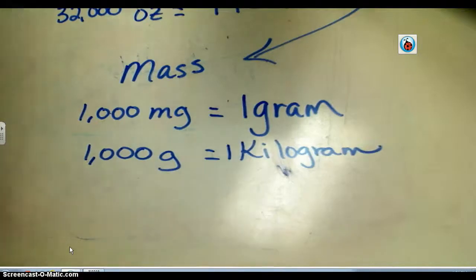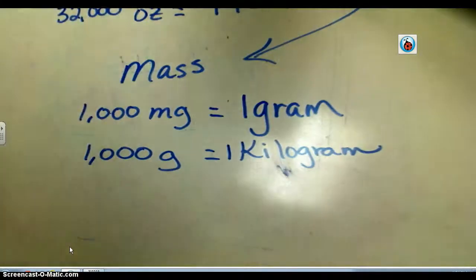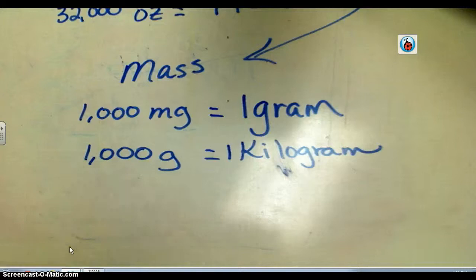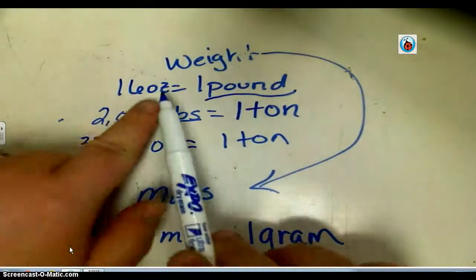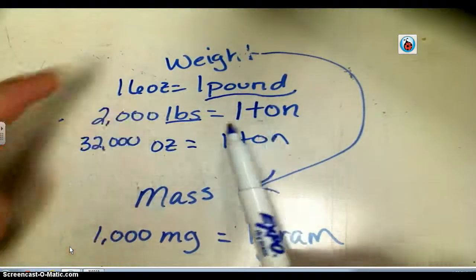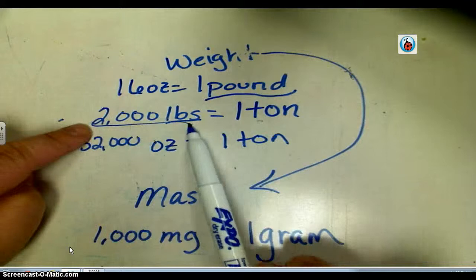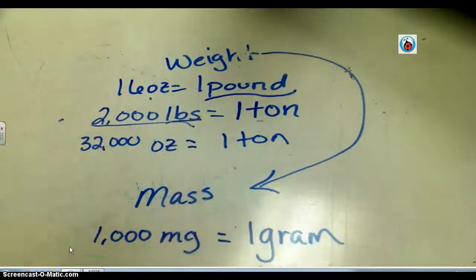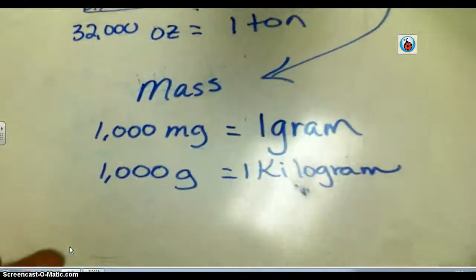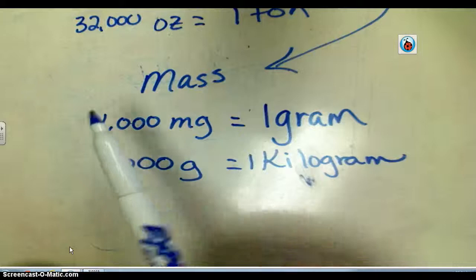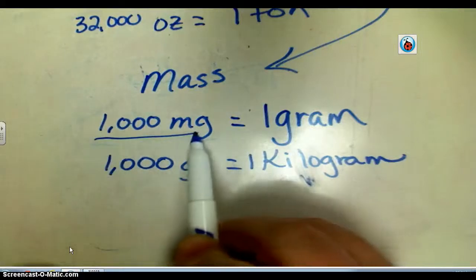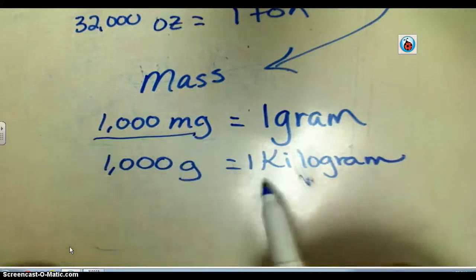If you guys need to scoot back so you can see the board, I'm totally fine with that. Same thing for you guys over here. Okay? Think about how we did it up here. If I wanted to know how many ounces were in a ton, I multiplied 2,000 times 16. Here I want to know how many milligrams are in a kilogram.